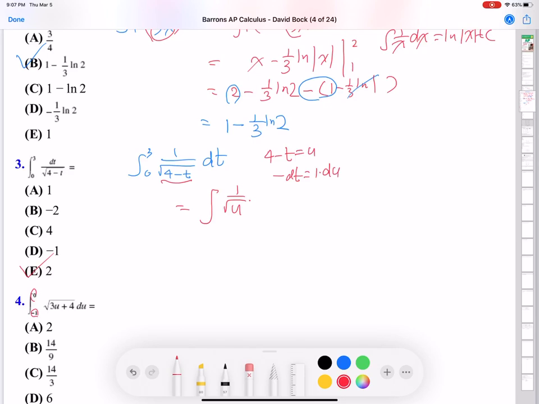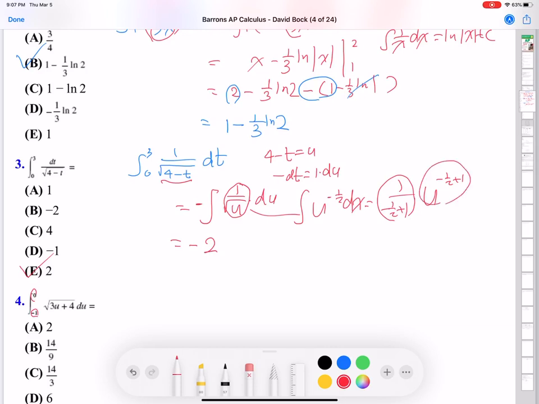So -1 du. Okay, now the negative is in front. And then how can you find this part's integral? This is u to the -1 over 2 power, right? By the power rule, 1 over n plus 1 times u to the n plus 1 power. So this part is 1 over 1/2. That's 2. And then this part is what? u to the 1/2 power. That means square root of u.